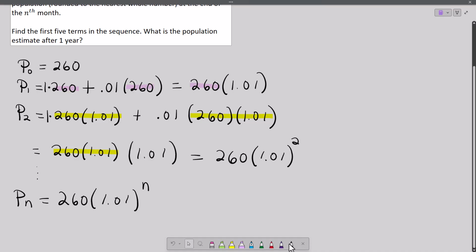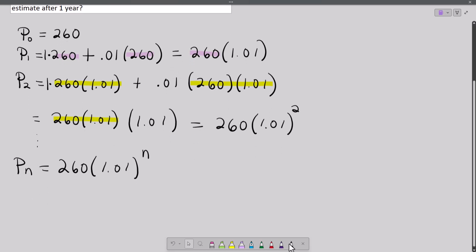Okay, so find the first 5 terms in the sequence. We found 3. You can keep doing this: 260, 1.01 to the third, 260, 1.01 to the fourth. It's going to ratchet up the exponent by 1 each time. And then this is the general form.